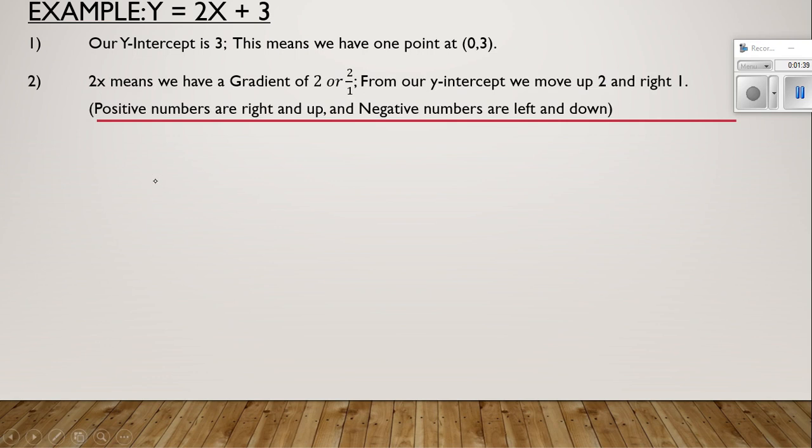Our next thing that we can do, well, we see 2x, right? So we've dealt with the 3, we can see 2x. So this means we have a gradient of 2. So the x is just telling us that, hey, that number to the left, that's our slope. So this tells us we have a slope or gradient of 2, which we can write as a fraction as 2 over 1, because every whole number is over just the value 1.